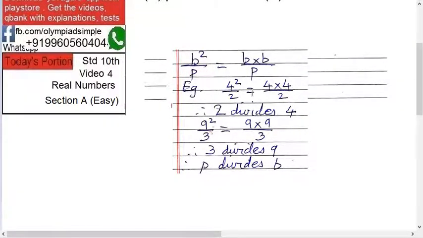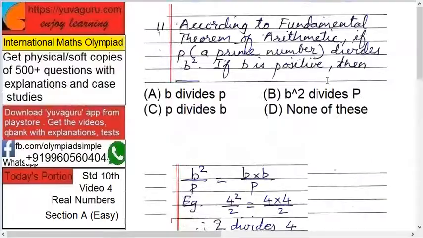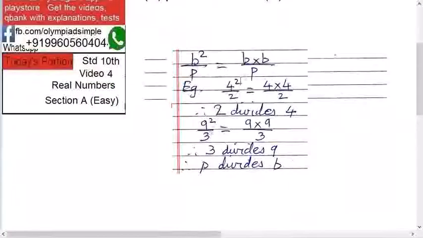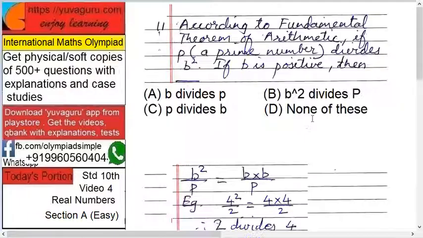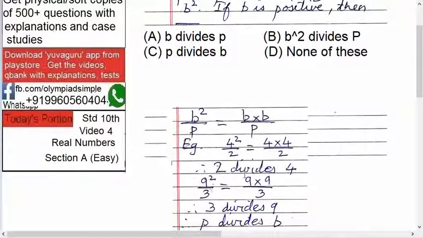Now, when such problems arise, go with examples. 4 square upon 2, where 2 is a prime number and b is a positive number: 4 into 4, then 2 divides 4. What does it mean? 2 divides 4 means, similarly, 9 square upon 3, 9 into 9, so 3 divides 9. So in our example it will be p divides b, right? 3 divides 9, 2 divides 4, so p divides b.